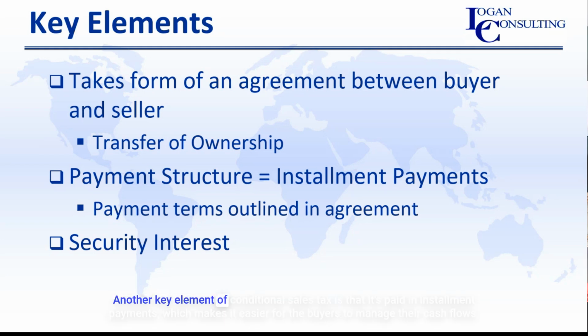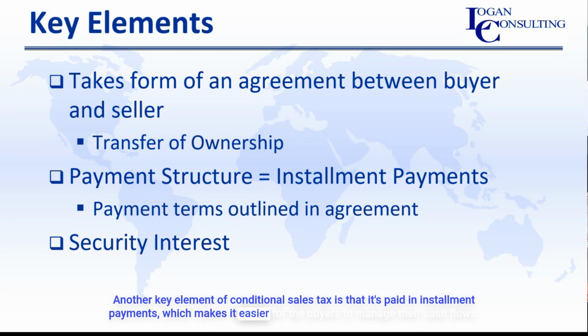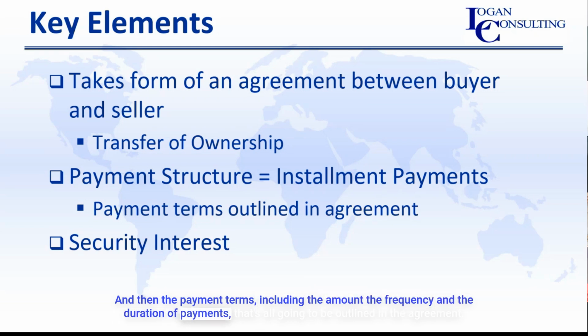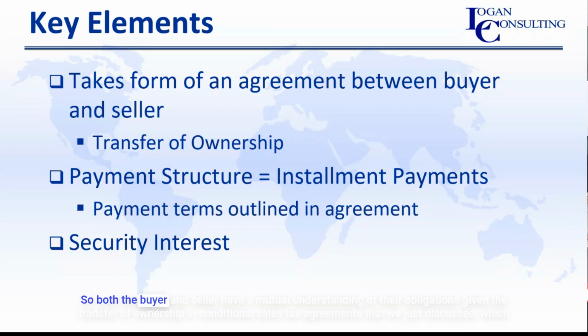Another key element of conditional sales tax is that it's paid in installment payments, which makes it easier for the buyers to manage their cash flows. And there's also usually an absence of a large upfront down payment, which is, again, nice for buyer cash flows. And then the payment terms, including the amount, the frequency, and the duration of payments, that's all going to be outlined in the agreement. So both the buyer and seller have a mutual understanding of their obligations.